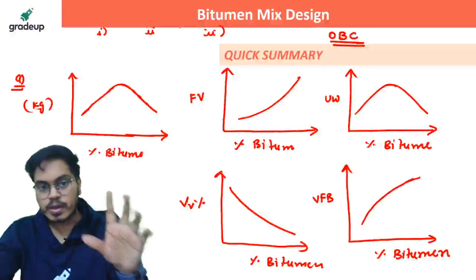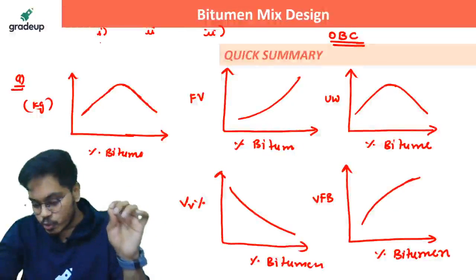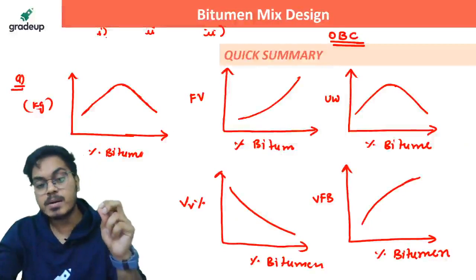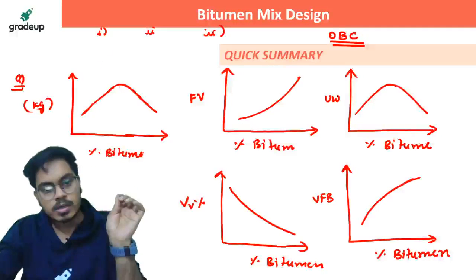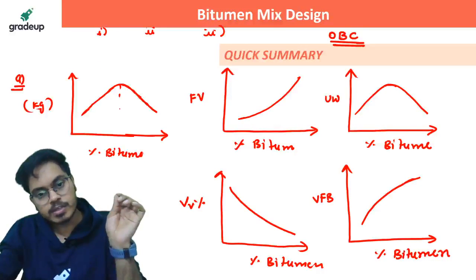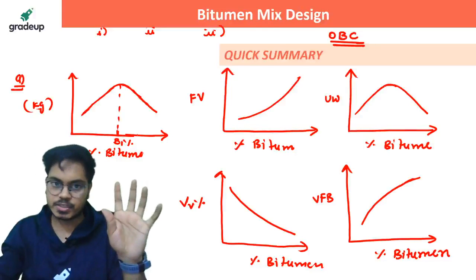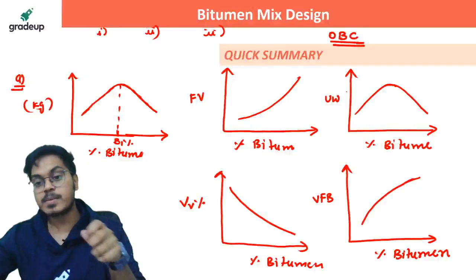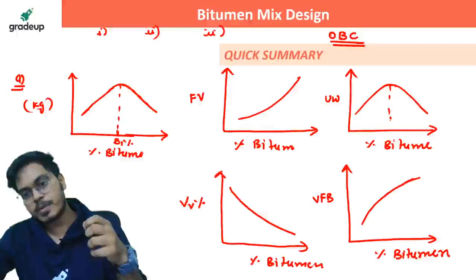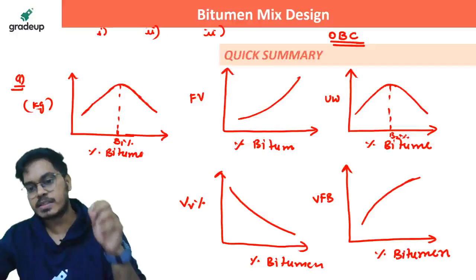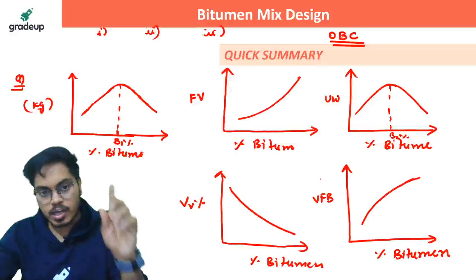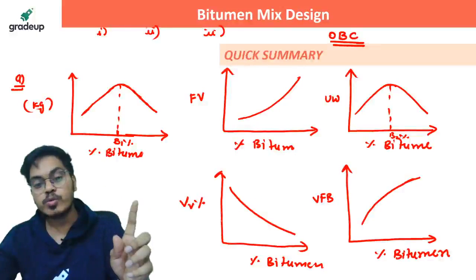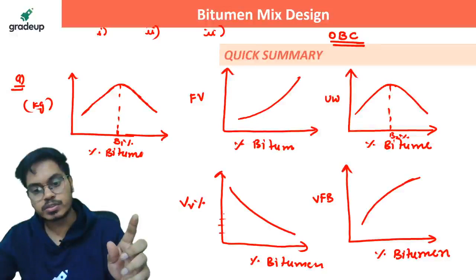So the first value is percentage bitumen corresponding to maximum Marshall stability number. So suppose this is the maximum Marshall stability number, right? So say for example, this is B1 percentage. Second is percent bitumen corresponding to maximum unit weight. So from here, this will be B2 percentage, say for example, and then the third corresponds to 4% of volume of voids. So say for example, this is 1, 2, 3, 4.